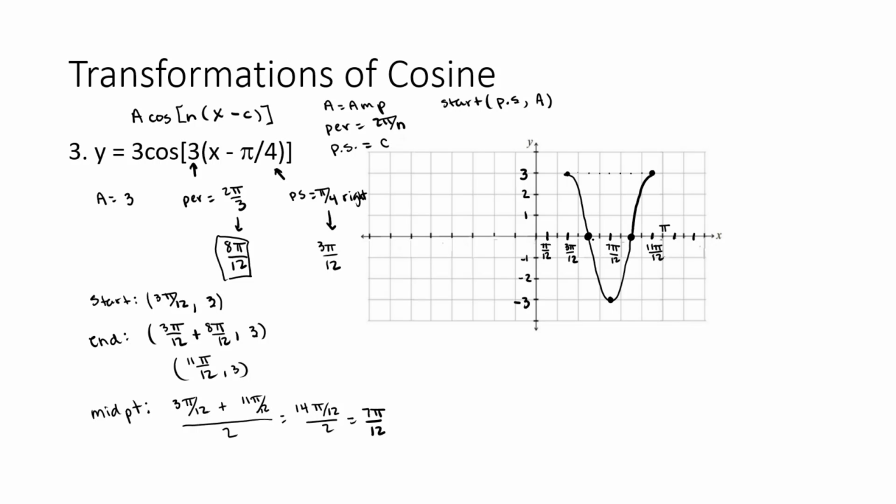But let's continue this. Let's remember there were 4 between the zeros here. So I can go 1, 2, 3, 4. 1, 2, 3, 4. And then between the zeros was that peak or valley. And so I can continue the pattern.